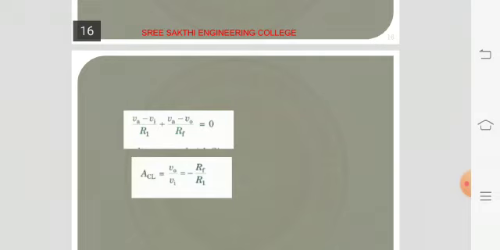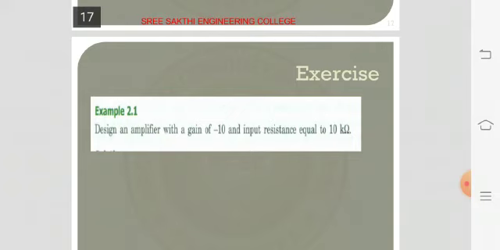At node A we can apply Kirchhoff's current law. One voltage is VA, another one is Vi. So (VA minus Vi) by R1 plus (VA minus V0) by RF is equal to 0. You can obtain this result, output by input equal to minus RF by R1. So this can be explained with an example.